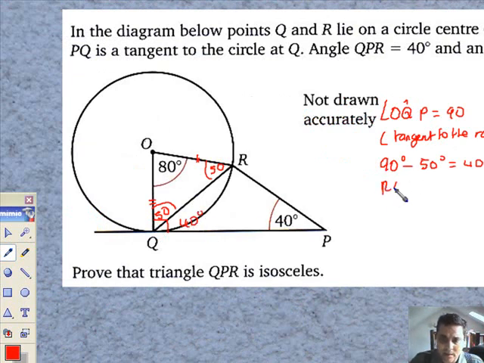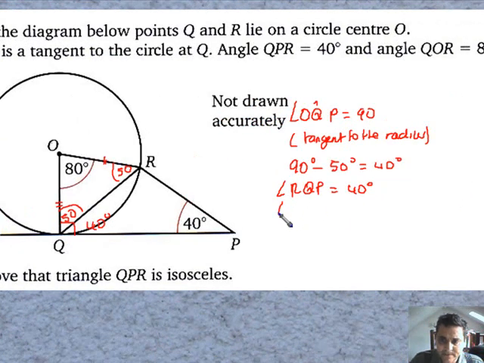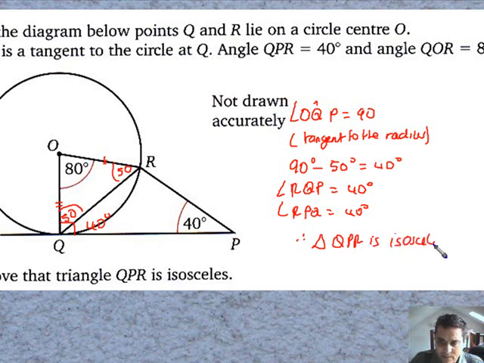Let's say it then. Angle RQP is 40 degrees. Angle RPQ, going the other way, is also 40 degrees. Therefore, triangle QPR is isosceles. See, that's the first time I wrote it all out, didn't I? So there you go, there's your proof for grade B. I proved that QPR is isosceles. Straightforward.